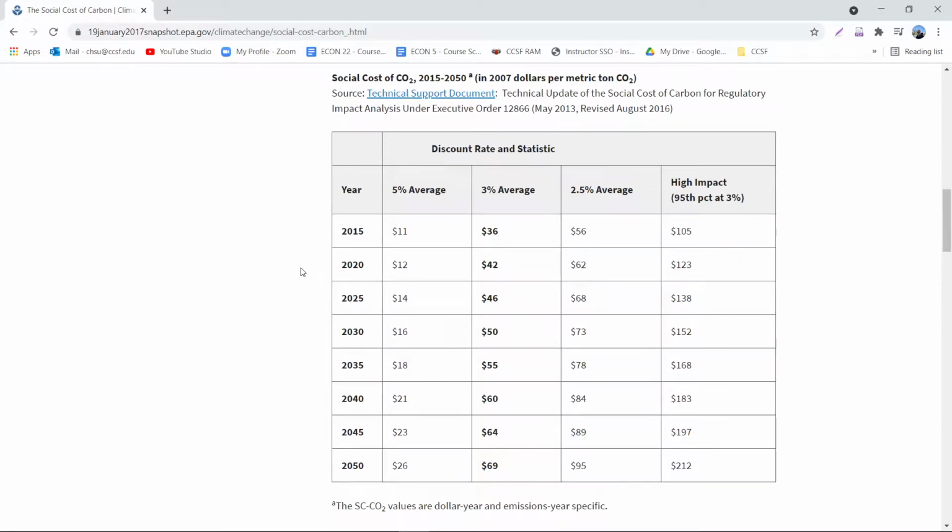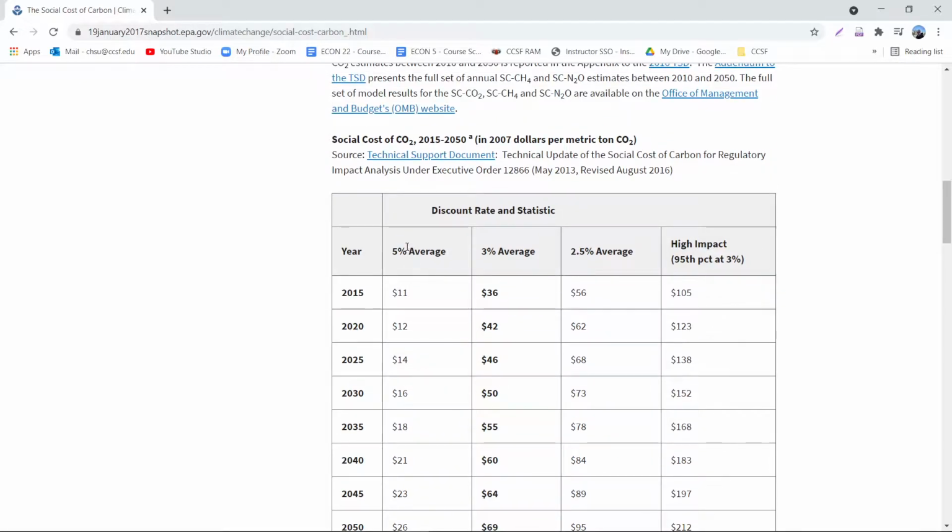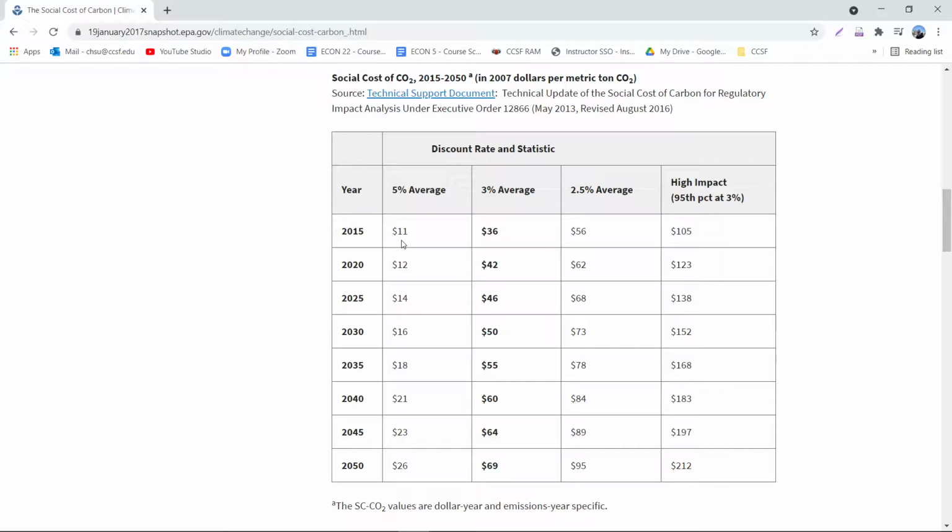Okay. Now we can look at it here and talk about the technical side of estimating this externality. There are many things affecting the social costs or the externality of carbon dioxide. Here's the technical support document. We're not going to go deep into it, but you can take a look there to see what factors were considered. Now, let's just focus on two other variables here. One is time, the year, and one is the discount rate.